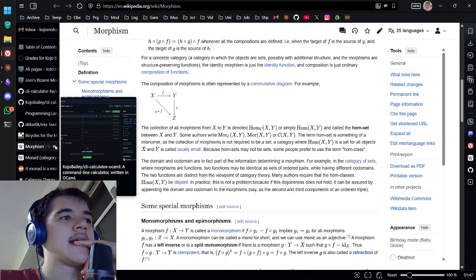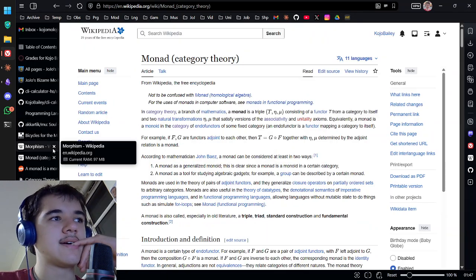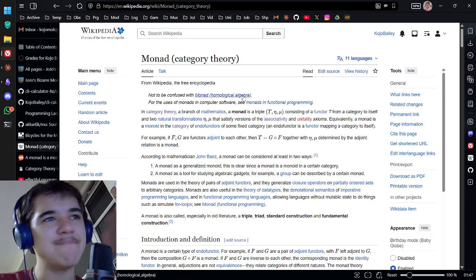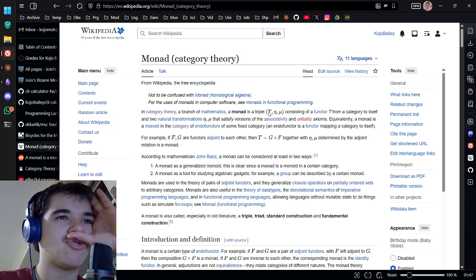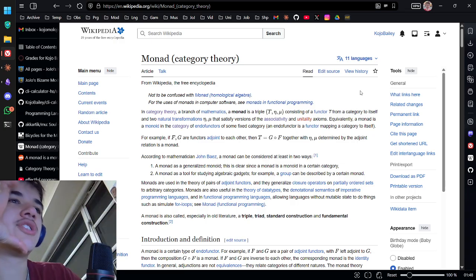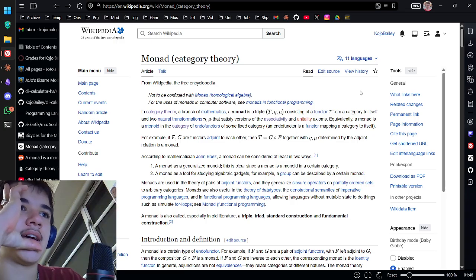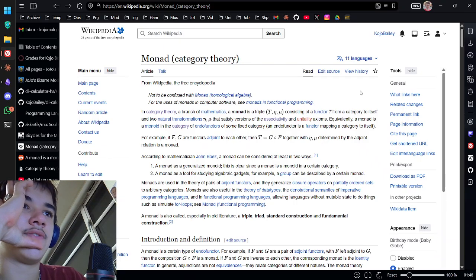Okay. A monad. So what is a monad? We have gone over functors, right? So in category theory, by mathematics, a monad is a triple. What is a triple, bro? Consisting of a functor T from a category to itself and two natural transformations, eta and mu, that satisfies versions of the associativity and unitality axioms.